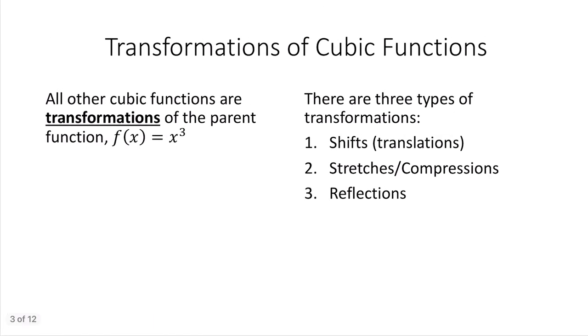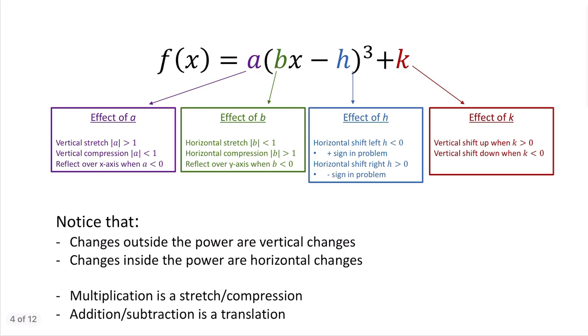Remember that transformations come in three types. You can have shifts, which are also called translations, stretches or compressions, or reflections. If we have a value of a, remember that's going to be a vertical stretch or a compression depending on what the absolute value of a is. It's going to be a reflection over the x-axis when a is less than 0.